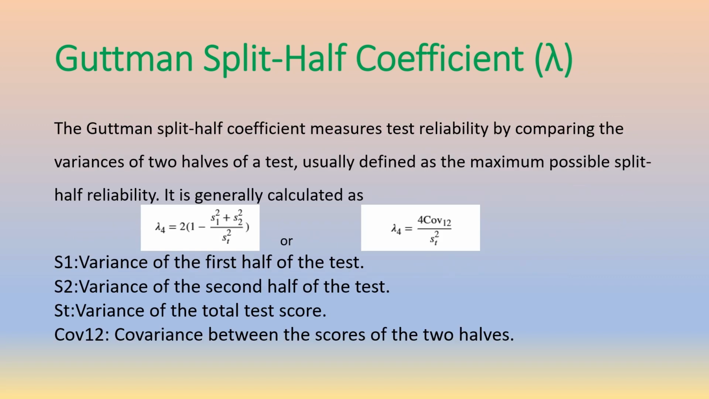The Guttman split-half coefficient, often denoted as lambda or lambda 4, measures test reliability by comparing the variance of two halves of a test, usually defined as the maximum possible split half reliability. It is generally calculated as lambda 4, where S1 is the variance of the first half, S2 is the variance of the second half, ST is the variance of the total test score, and COV12 means covariance between the scores of the two halves.